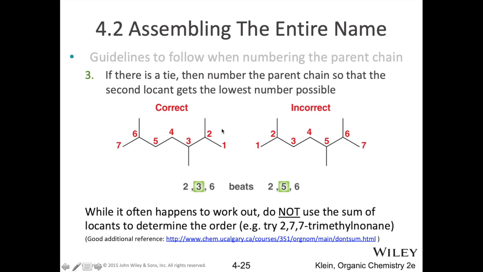But that's basically how you want to do this. So general rule of thumb: start numbering from the side that has you reach a substituent first. And if there's a tiebreaker, then you go to the next available substituent that's not tied.